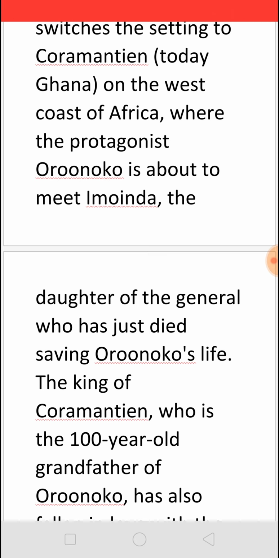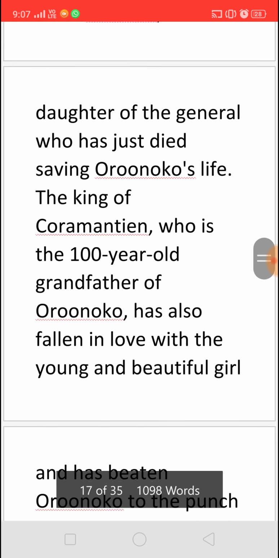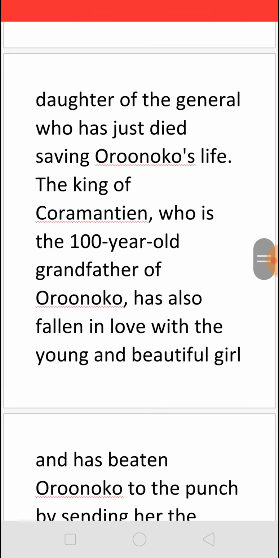So he goes there to meet her, and there he sees how beautiful she is and he falls in love with her. At the same time, the king of Coromantine, who is nearly 100 years old and is the grandfather of Oroonoko, also meets Imanada and also falls in love with her. And already he has many wives and he wants to make her also one of his wives. And then he comes to know that Oroonoko is also in love with Imanada.